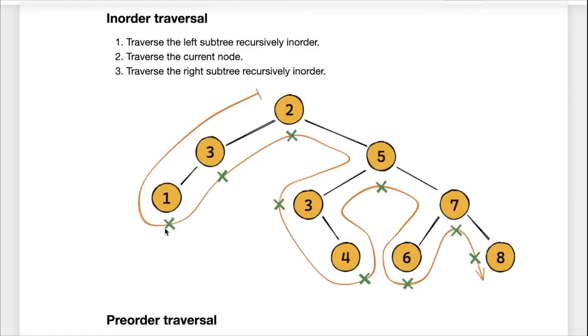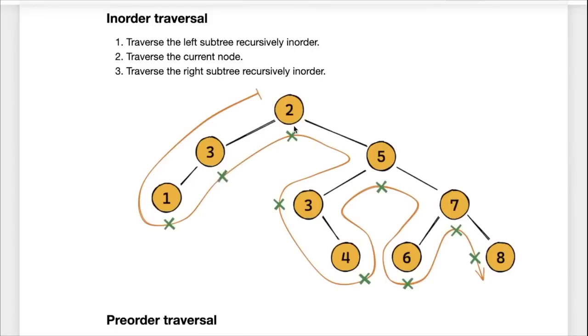So then we go down to 1. We go down to 1 and now it does not have a left child or a right child. So we can visit 1. Then we go to 3. And now we visited the left subtree of 3. So now we can visit 3. And then the next step is to visit the right subtree of 3. But of course, 3 does not have a right child. So there is no right subtree to visit.